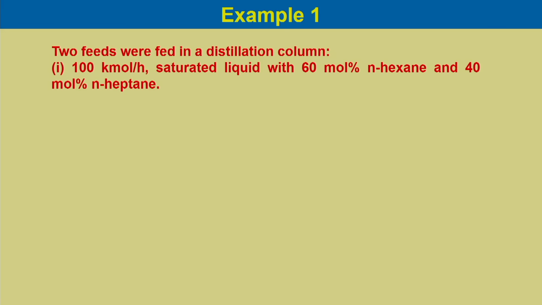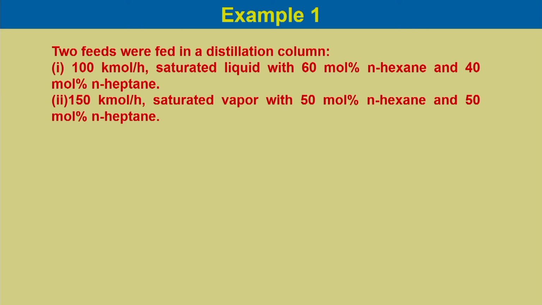Now, let us take an example where two feeds are fed to a distillation column. The first feed is 100 kilomole per hour of saturated liquid with 60 mole percent n-hexane and 40 mole percent n-heptane. The second feed is 150 kilomole per hour of saturated vapor with 50 mole percent n-hexane and 50 mole percent n-heptane.